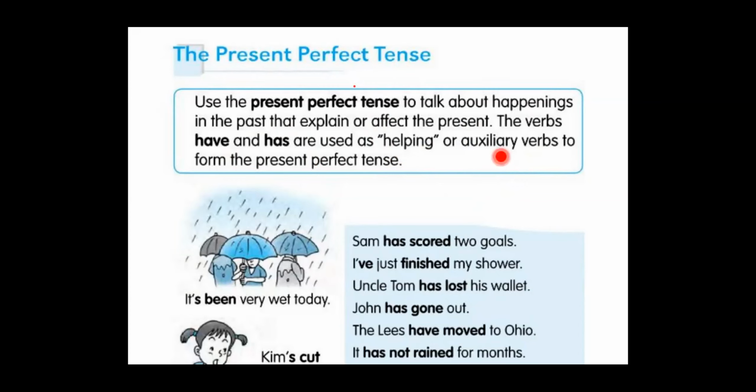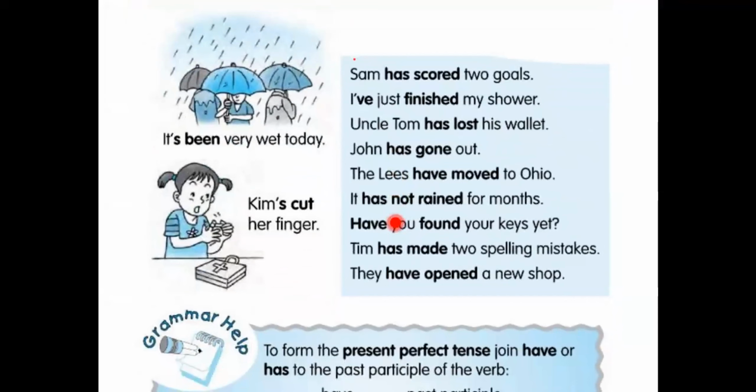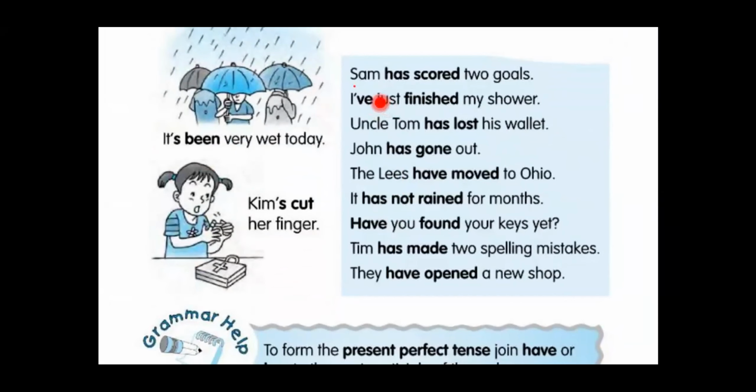They are also known as helping or auxiliary verbs. Learn these words. Helping word is very easy. Learn the word auxiliary also. Auxiliary. Have and has are auxiliary or helping verbs. Now let's have a look at the sentence. Sam has scored 2 goals. Here the helping verb has is used, and scored is the action verb, which is used in present perfect tense.